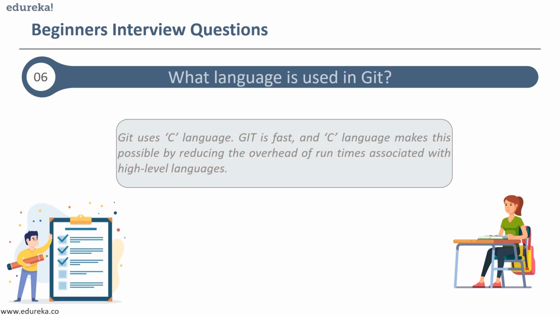The next question is, what language is used in Git? Here, instead of just telling the name of the language, you should also mention the reason for using this language. Git uses the C language. Git is fast, and the C language makes this possible by reducing the runtime overhead associated with high-level languages.